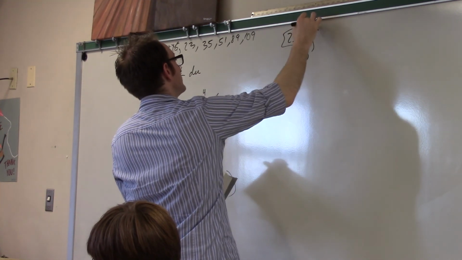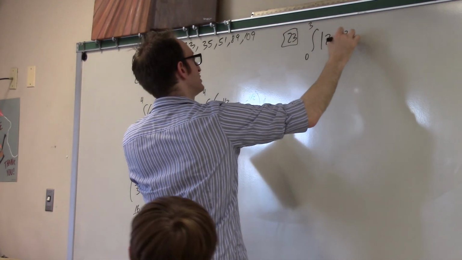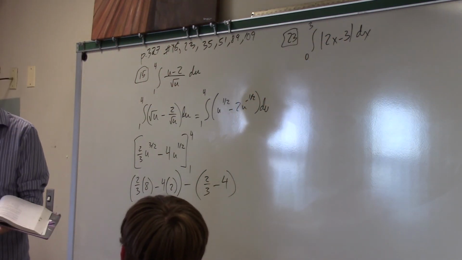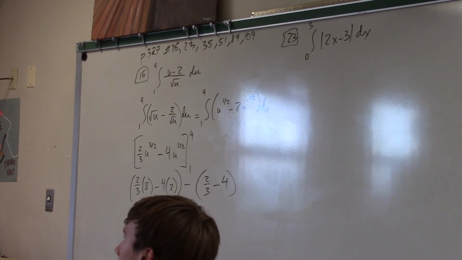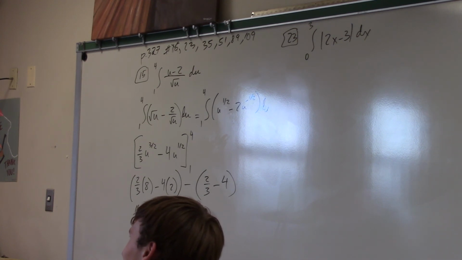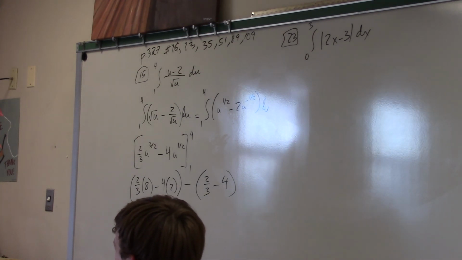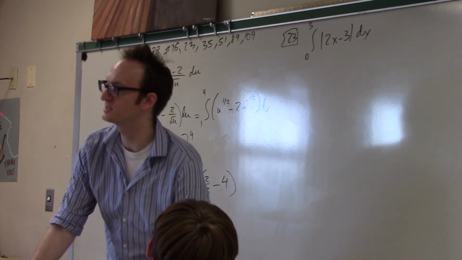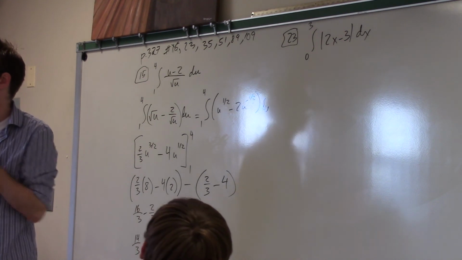This is the integral from 0 to 3 of the absolute value of 2x minus 3 dx. What now? I split it up. You split it up? Did you draw a picture? No, I just split it up. You just split it up? Terrible. Okay, explain, continue. No, draw a picture.